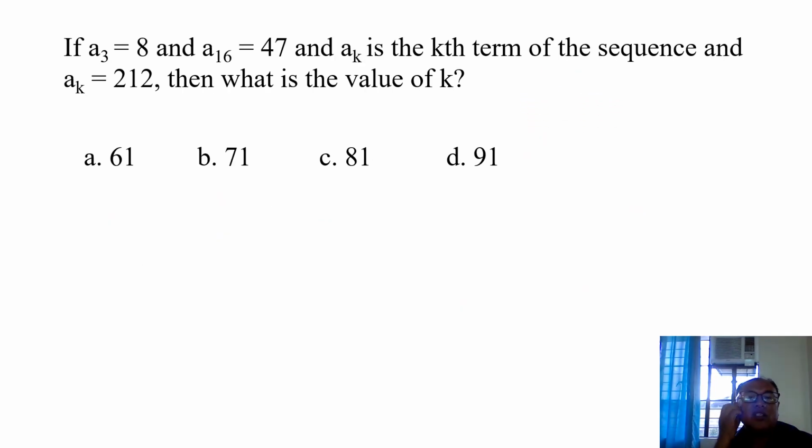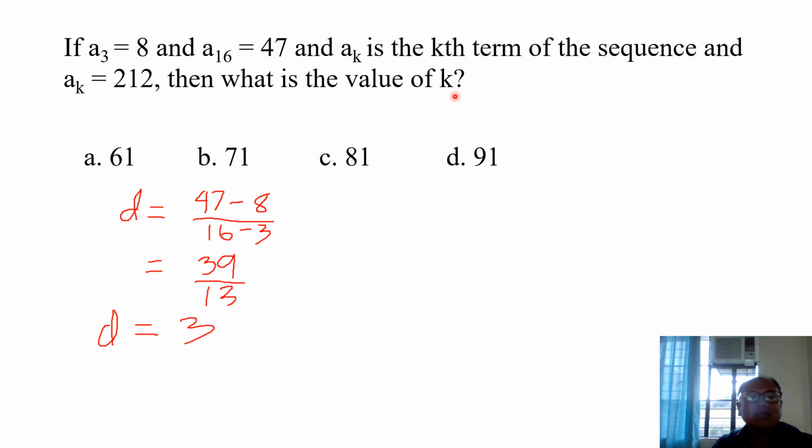Okay, so next problem. If the third term, A sub 3, is equivalent to 8, and A sub 16 is equivalent to 47, and A sub k is the kth term of the sequence, and A sub k is equal to 212, then what is the value of k? Okay, so how can we solve this problem?